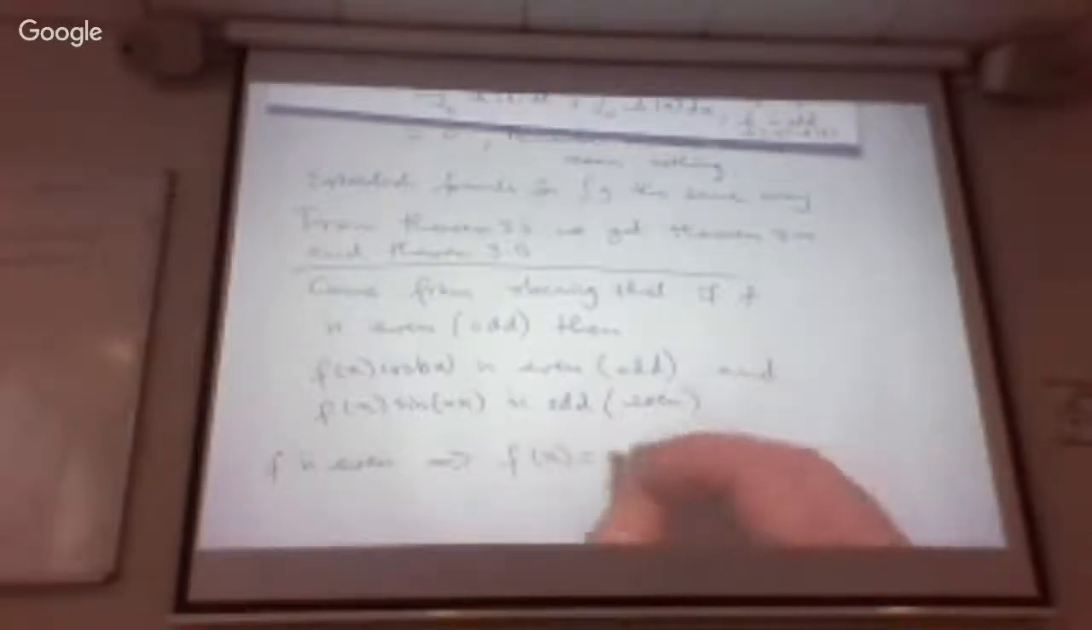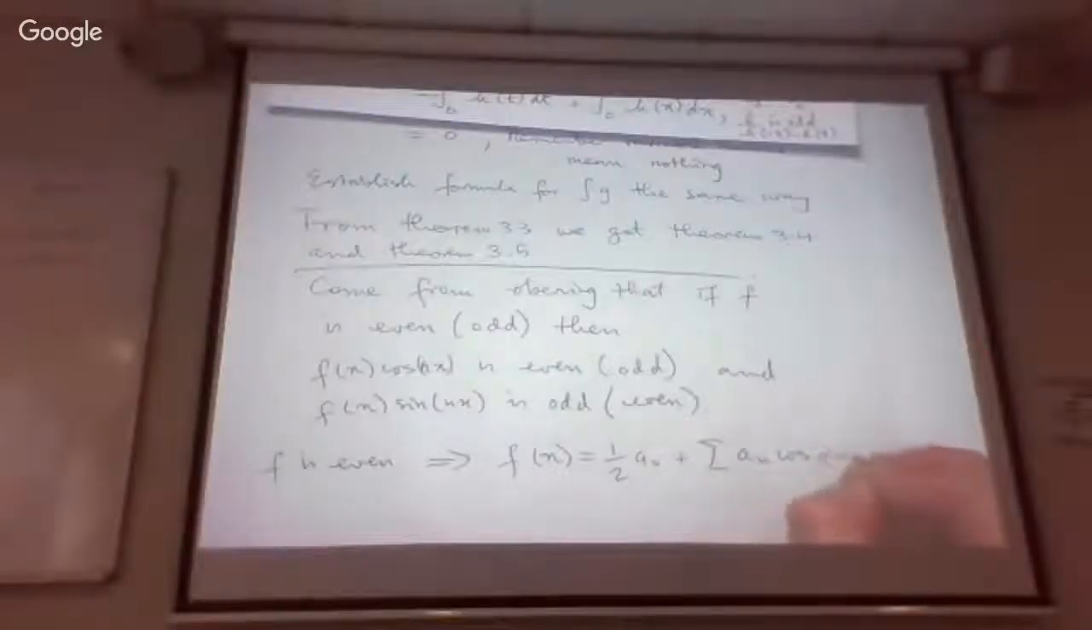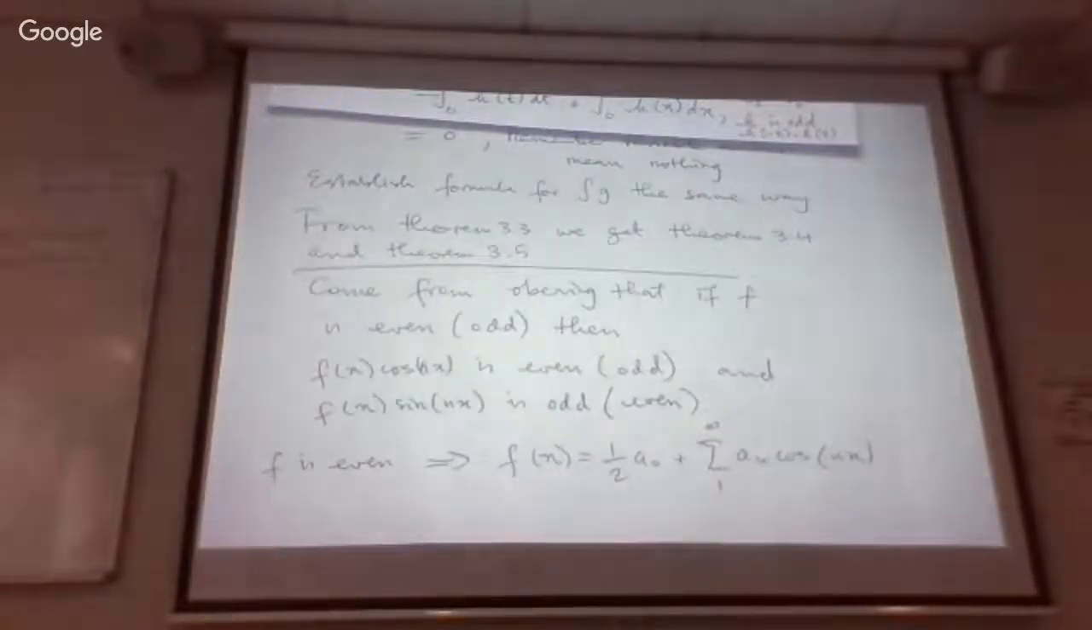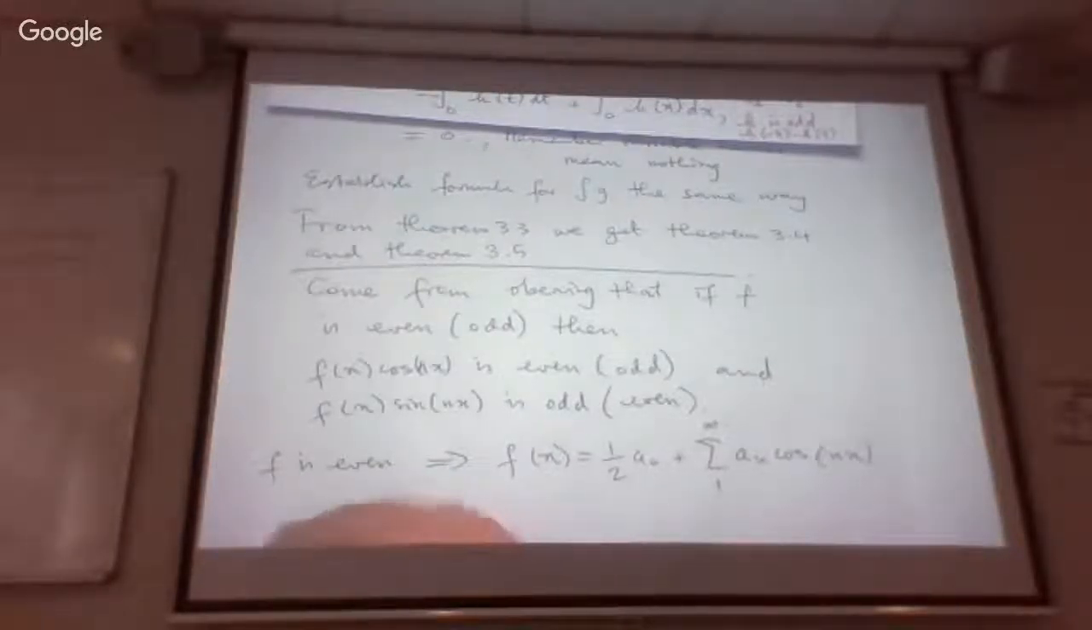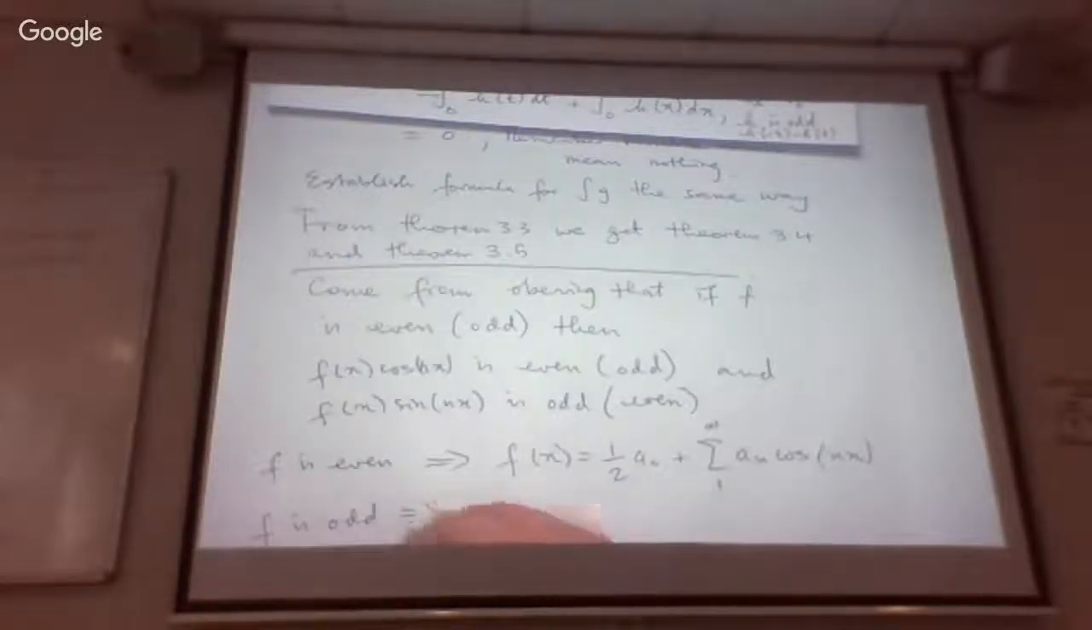So if one of these integrands is odd, that means that coefficient, whether it be an or bn, will always be 0. Okay? So you get these two theorems: f is even implies its Fourier series doesn't have any b's in it. The sines are absent from the Fourier series of an even function. And f is odd implies the reverse. Its Fourier series only features the sine functions.